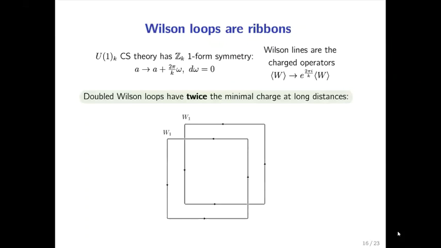So our Chern-Simons theory also has an exact one-form symmetry. This is Z_k. So we could shift A by some 2 pi over k times omega, where omega is some integer valued field, which is flat. And again, Wilson lines are the charge operators. This is true in the continuum. But if we now say that only doubled Wilson loops survive this staggered gauge symmetry, this seems weird because they would carry twice the minimal charge under the one-form symmetry at long distances.